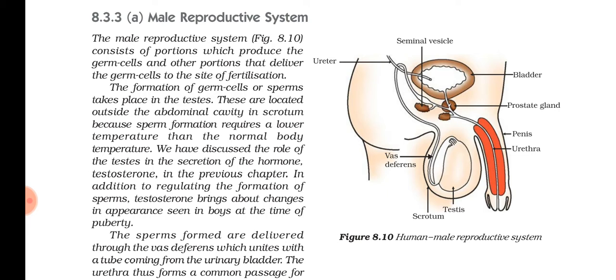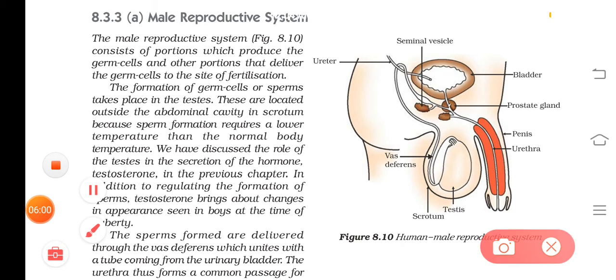We can see that the parts of the male reproductive system consist of the testis, that is, a pair of testes. When you see, these testes are placed outside the body, that means outside the abdominal cavity, not inside the abdominal cavity. On the other hand, the female reproductive parts are placed inside the abdominal cavity. But the male reproductive part, called the testis, is placed outside the abdominal cavity, and this is to give a lower temperature than the body temperature, because sperms can get produced only at a temperature which is lower than the body temperature. Is it clear?